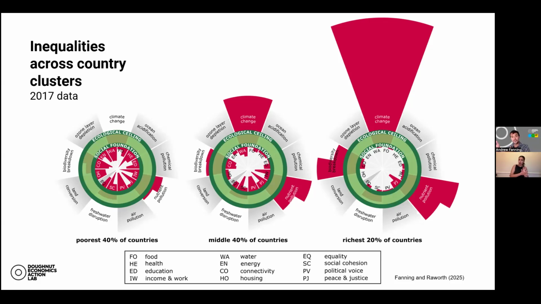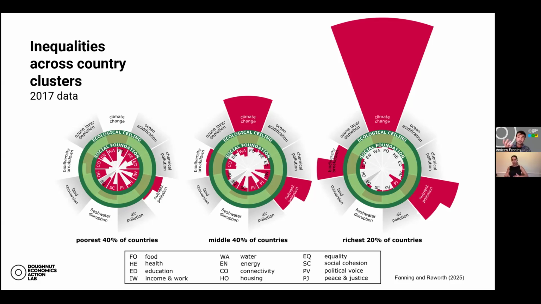Then on the other extreme, the richest 20% of nations, home to just 15% of the global population, including the country where I'm sitting in Spain, where Kate is in the United Kingdom, these countries are responsible for, on a median level, 44% of annual global ecological overshoot. And yet they have only a 2% share of the shortfall in the social foundations in areas such as food insecurity, health, and political peace and justice, and political voice in particular.